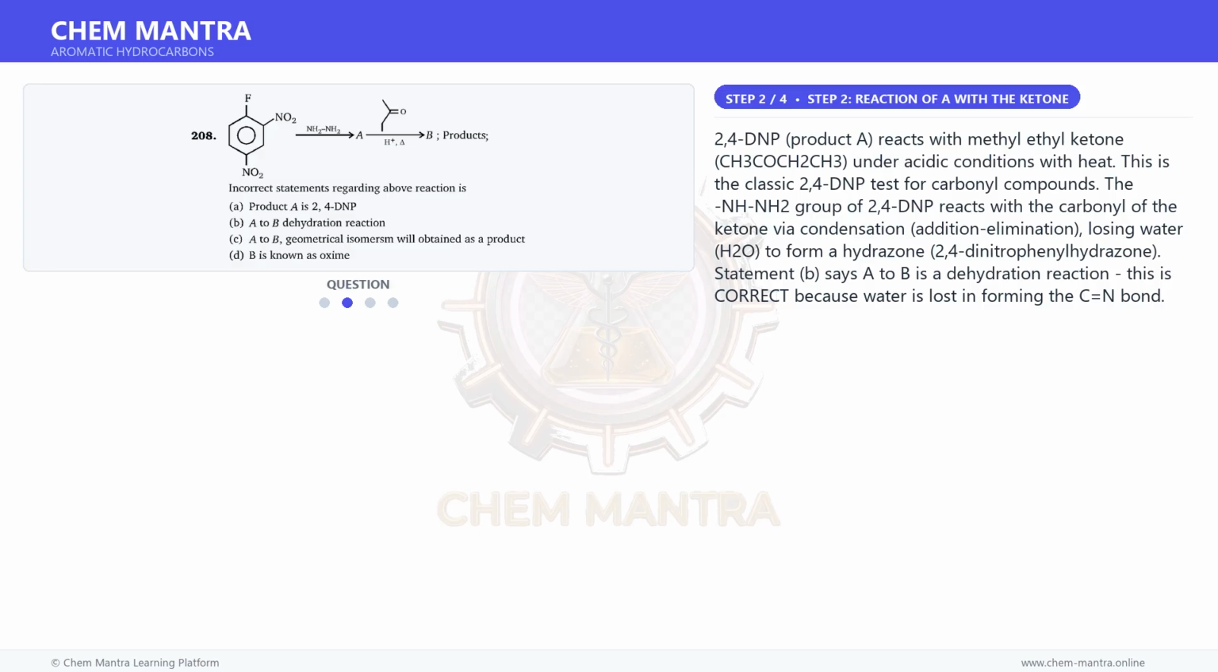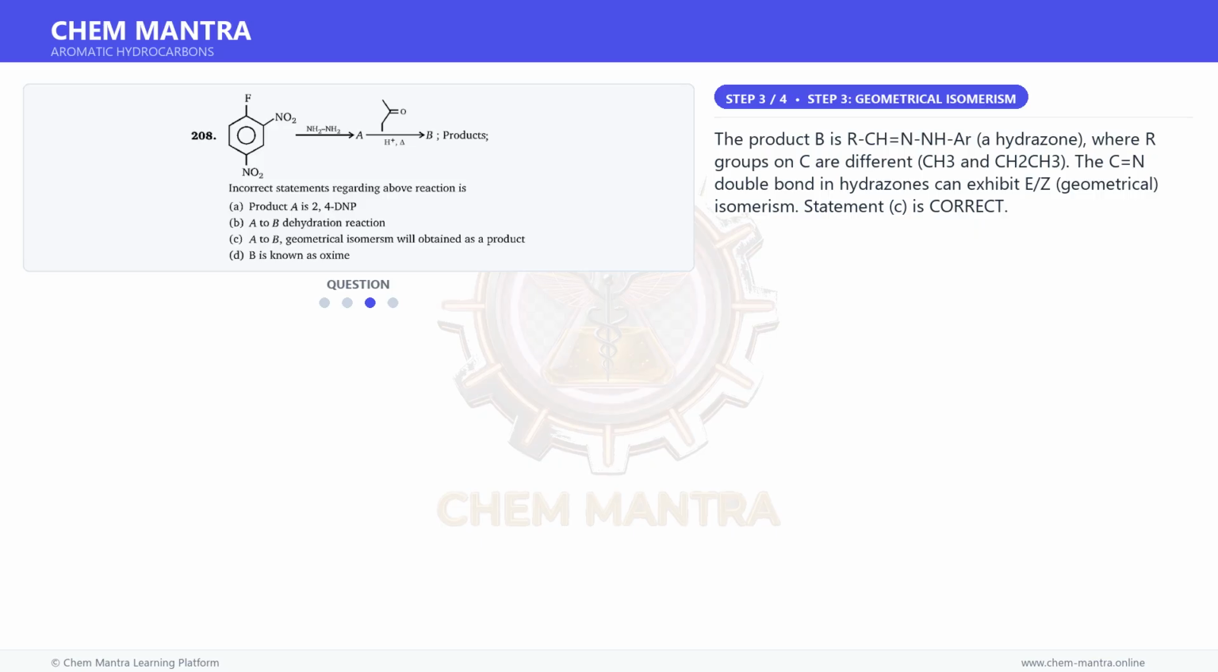2,4-DNP, product A, reacts with methyl ethyl ketone, CH3COCH2CH3, under acidic conditions with heat. This is the classic 2,4-DNP test for carbonyl compounds. The NH-NH2 group of 2,4-DNP reacts with the carbonyl of the ketone via condensation, addition-elimination, losing water, H2O, to form a hydrazone, a 2,4-dinitrophenylhydrazone. Statement B says A to B is a dehydration reaction. This is correct because water is lost in forming the C=N bond. Moving on to the next step.